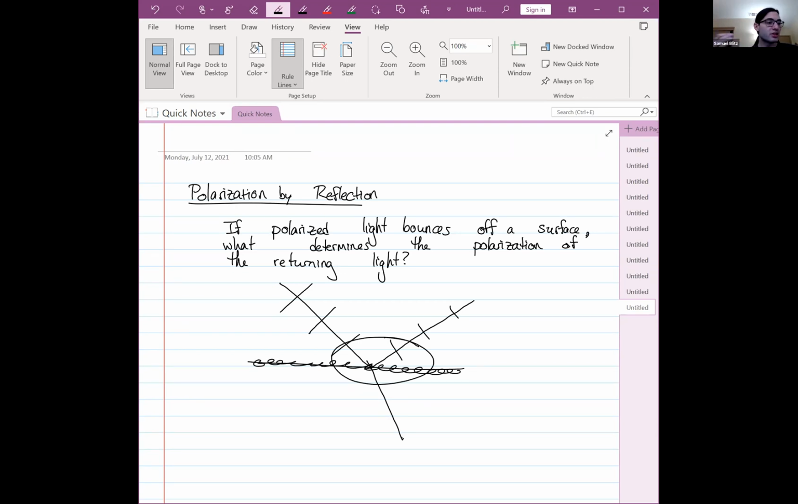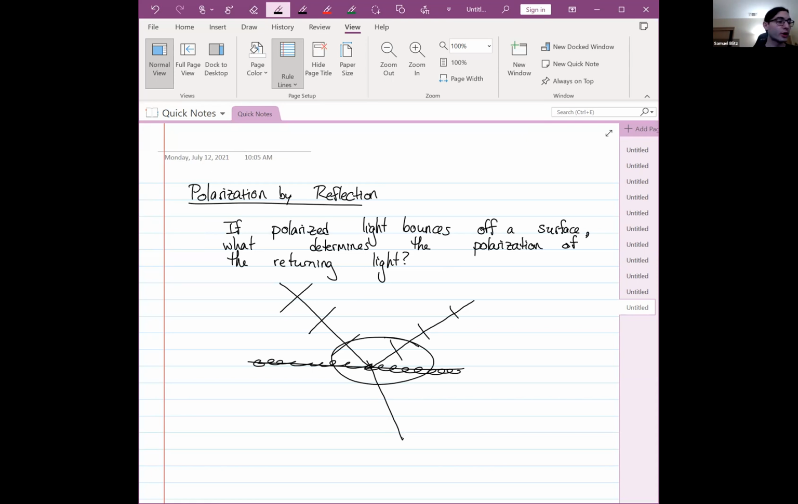And so what we can do is we can actually leverage that fact to determine how the polarization of these electromagnetic waves, the light waves, we can leverage this fact of continuous boundary conditions to determine how much of the wave reflects, how much of the wave passes through given a particular polarization.